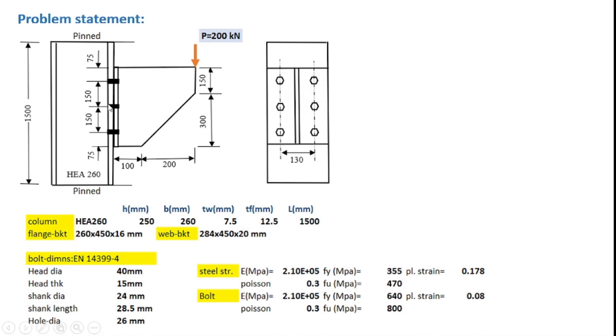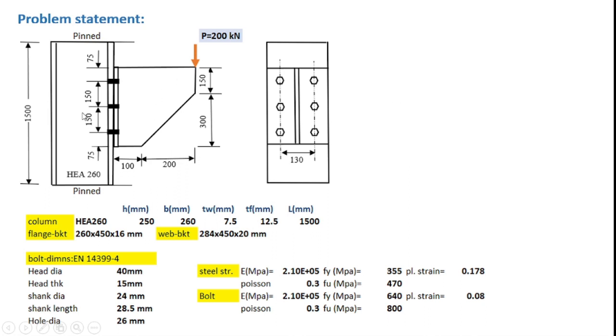So the bracket that will be analyzed is shown here. As shown, the bracket is connected to a column of size HE 260. Both ends of the column will be considered as pinned. The bracket has two parts. One is the flange and the other one is the web. It is essentially a T section, and the geometry of the bracket is shown here.